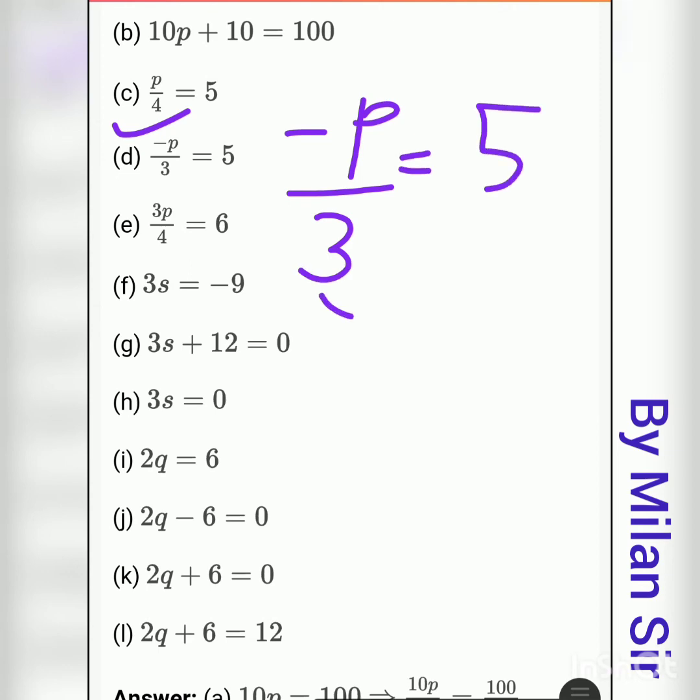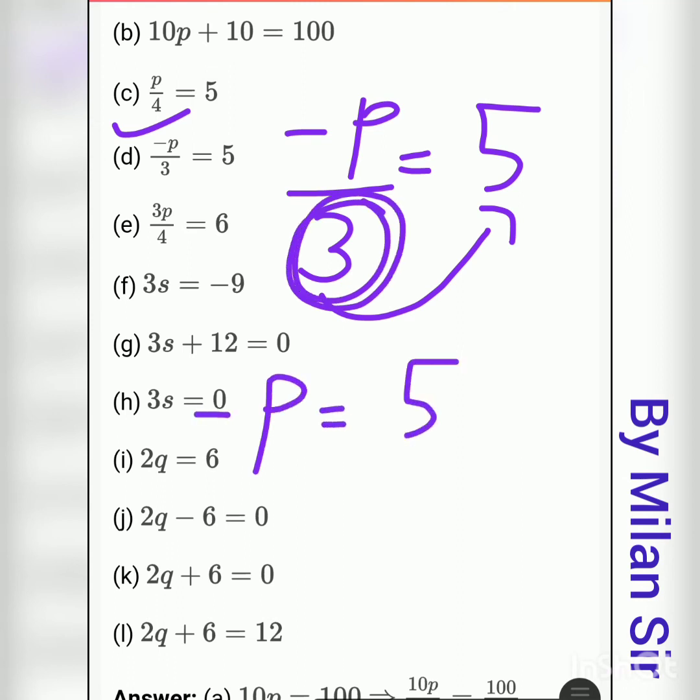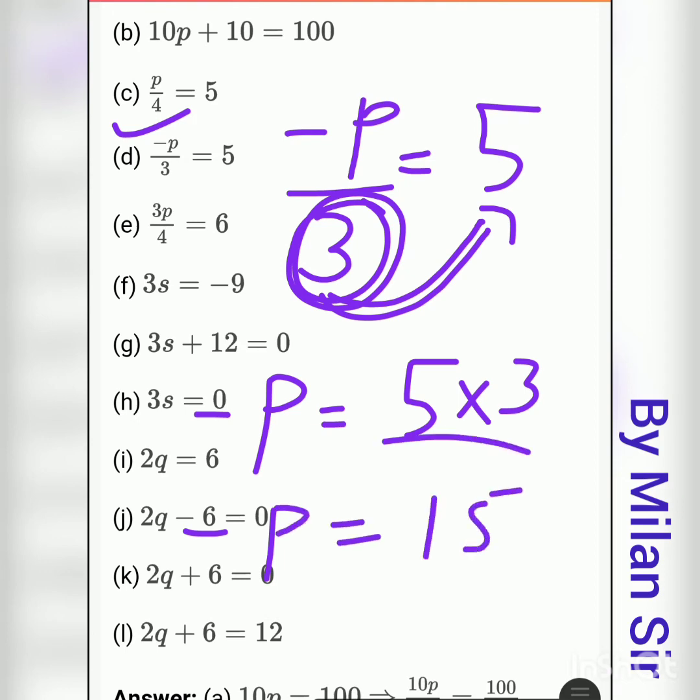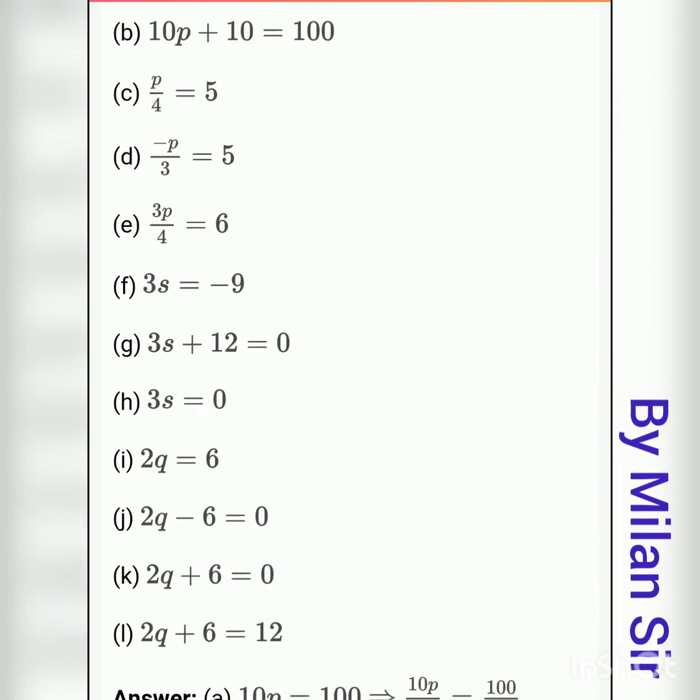Now transfer this 3 here. So minus p is equal to, now this 3 is in the denominator. If we transfer it to the right hand side, it goes to the numerator. So 5 multiply 3. 5 3s are 15. So here we have the answer: minus p is equal to 15.